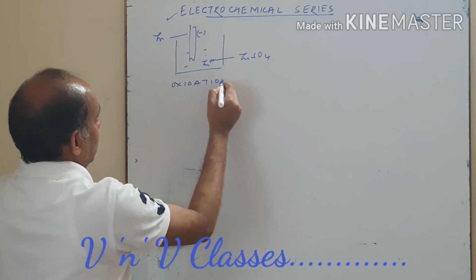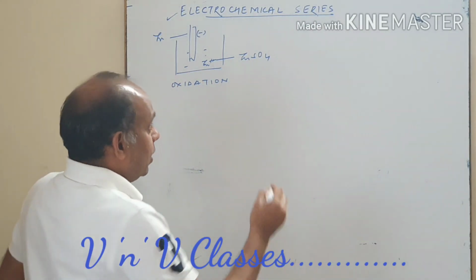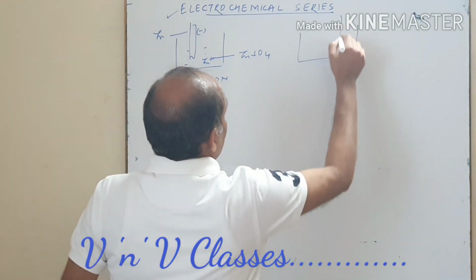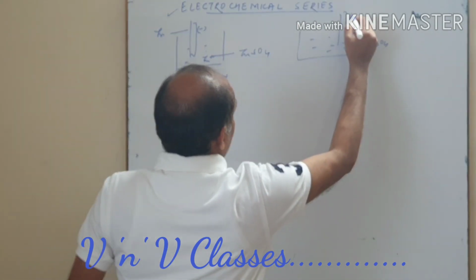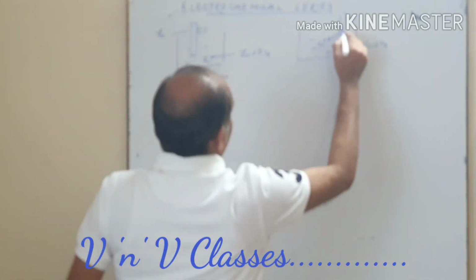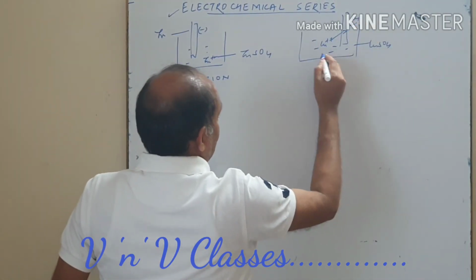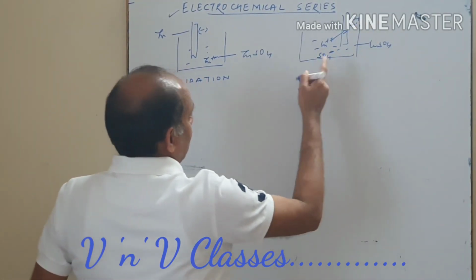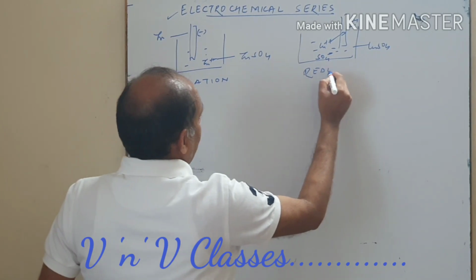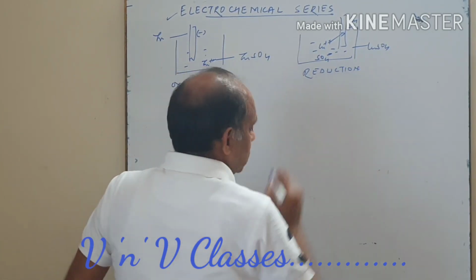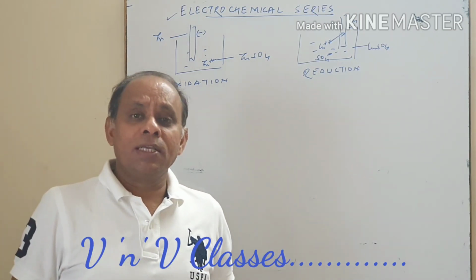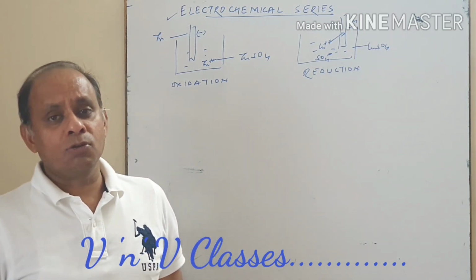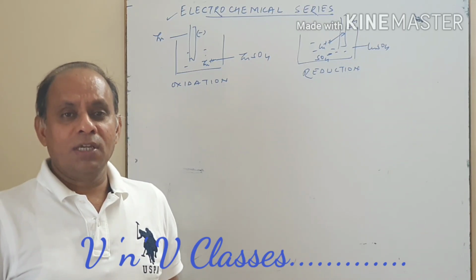This is called oxidation. Similarly, when a copper rod is dipped into copper sulfate solution, copper ions from the solution move to the copper rod and get a positive charge, while the solution has more sulfate ions. This is called the reduction potential. We have discussed how to get them. We can calculate them by using the standard hydrogen electrode, which is also called the reference electrode.